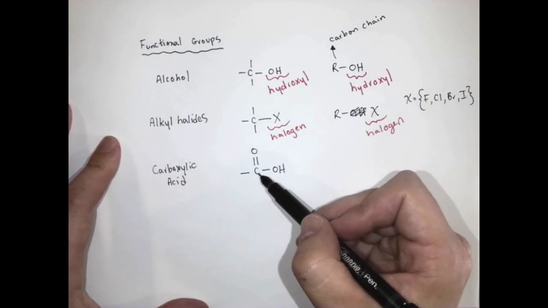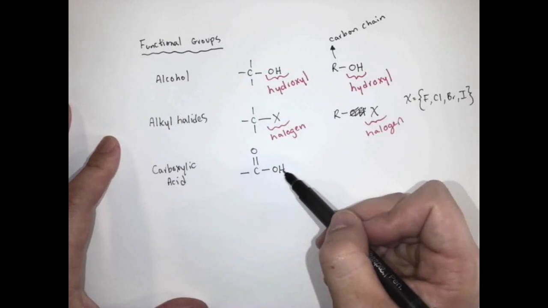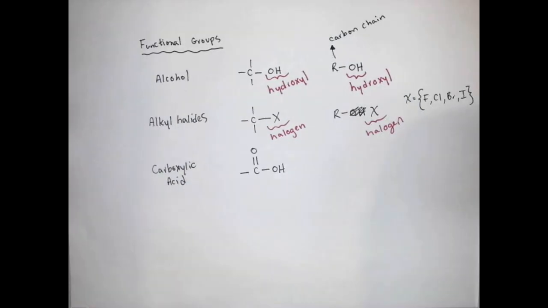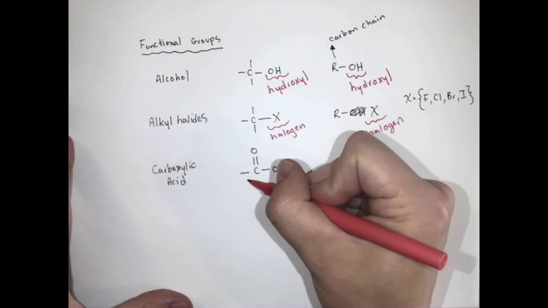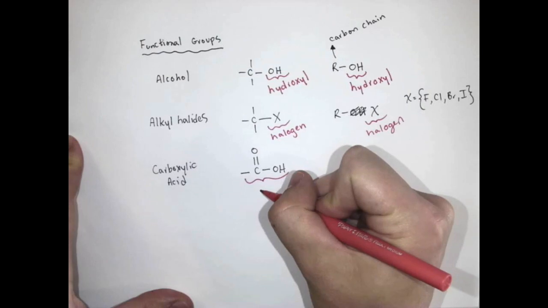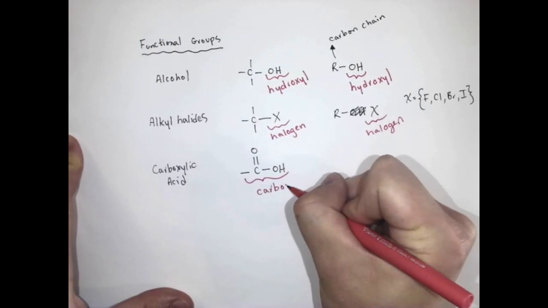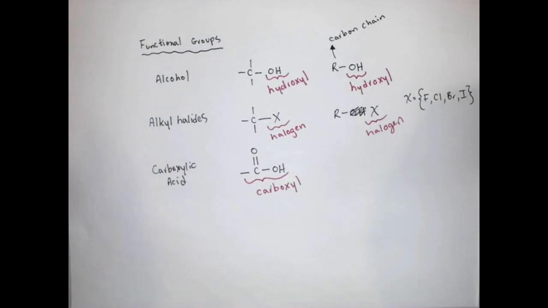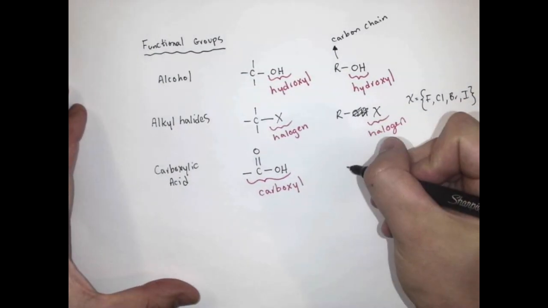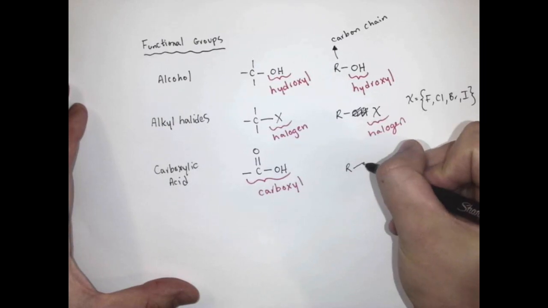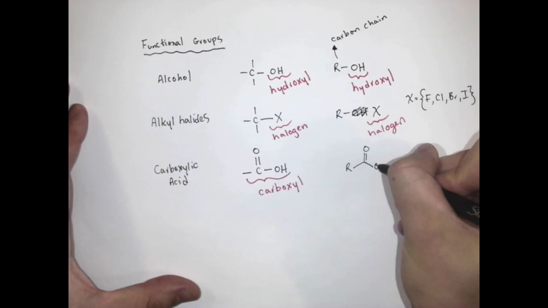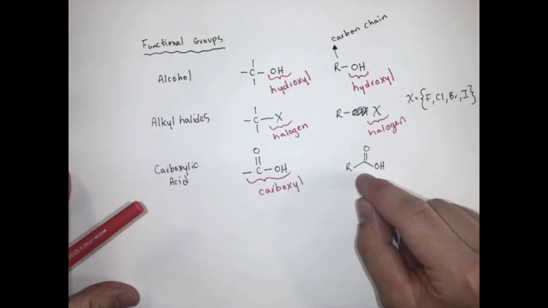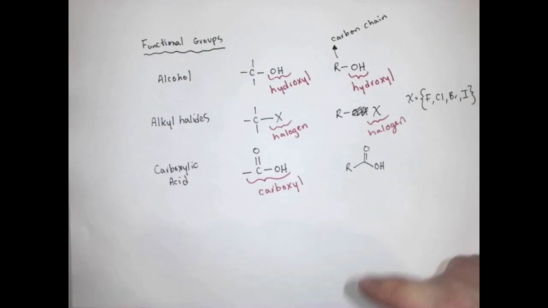So the combination of having carbon, double bond to an oxygen, and a single bond to the OH group from that same carbon, this is what we call a carboxyl group. And chemical compounds that have a carboxyl group are referred to as carboxylic acids. So in general, if you're going to look for a carboxylic acid, you would look for that carboxyl group. And here I just drew a line structural formula for it right there.